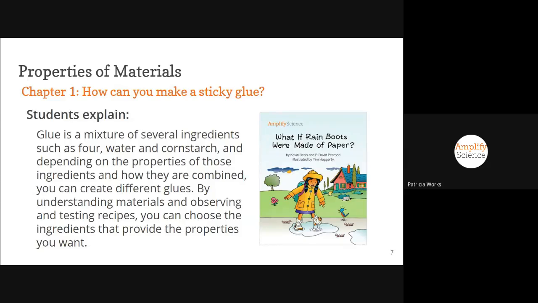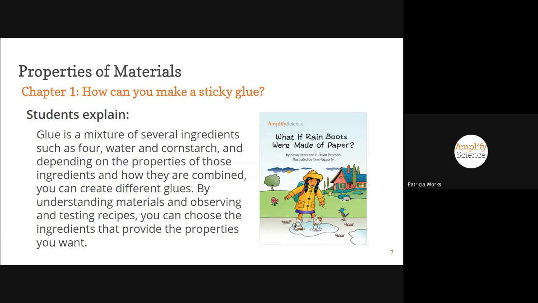In Chapter 1, students investigate and learn that different materials have different properties, and that mixtures can also have different properties depending on their ingredients. Key evidence sources include information gained from reading the book, What If Rain Boots Were Made of Paper?, and observing properties of mystery glue mixtures.